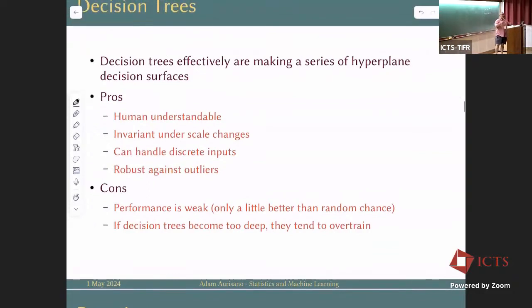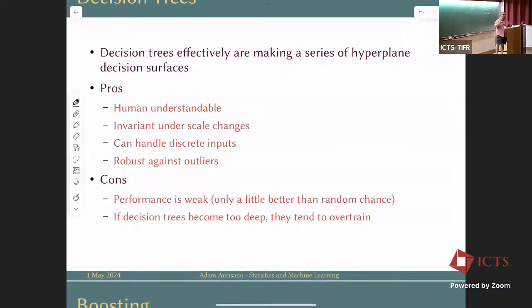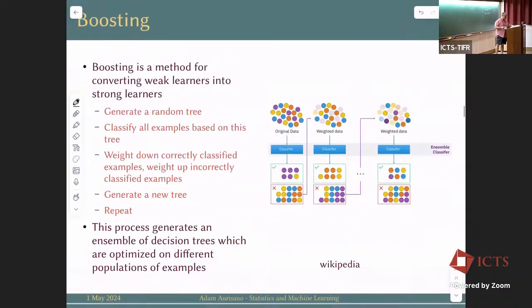So again, people knew about decision trees. People have been making these just manually for a long, long time. But one of the questions that came after people were moving away from neural networks is, can you make these better? So people came up with this idea of boosting, which is a generalized technique for taking weak learners and making them strong learners, right?